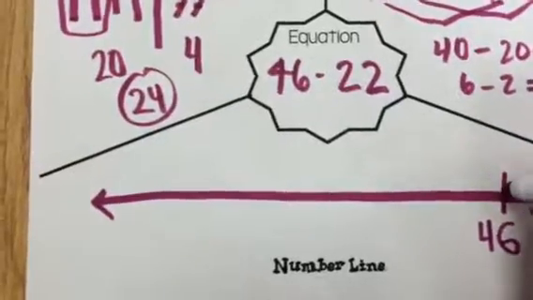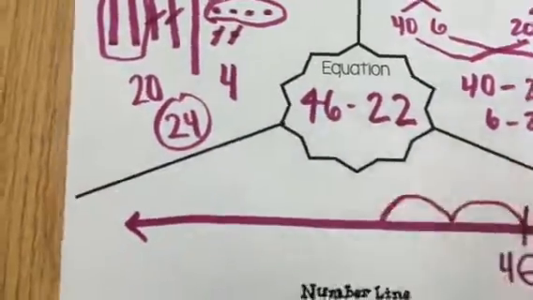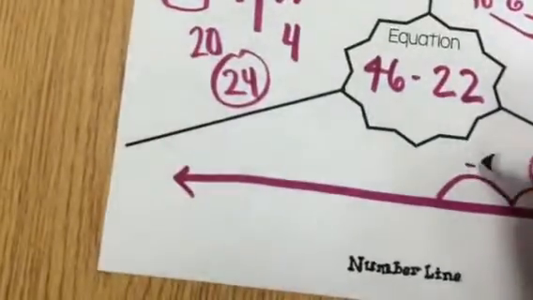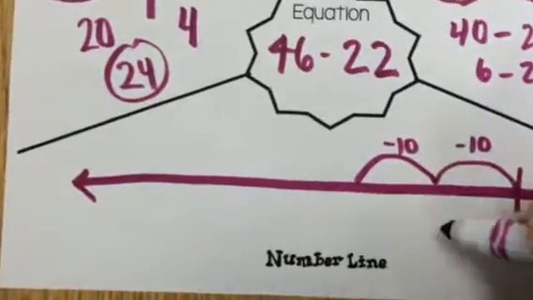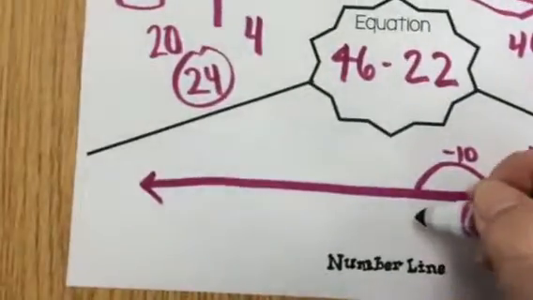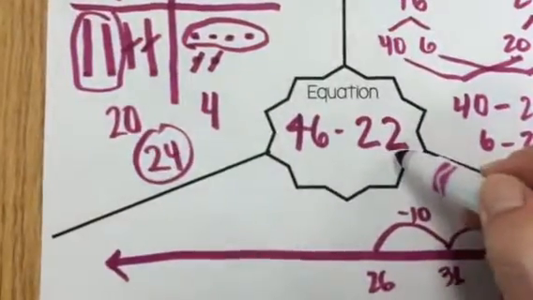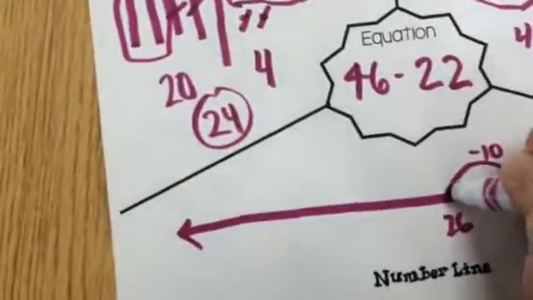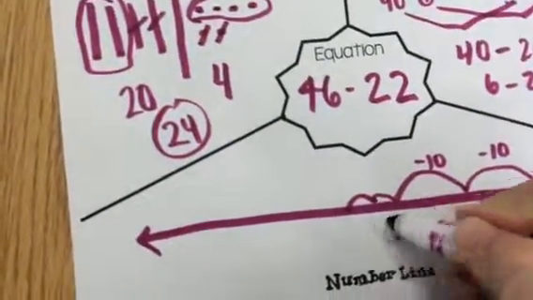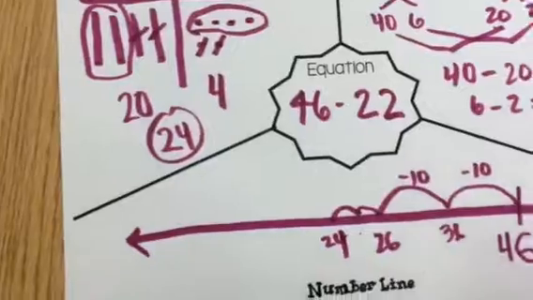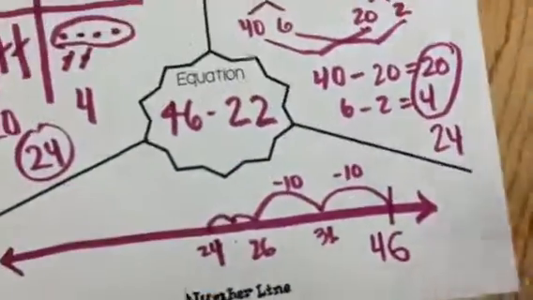I'm going to jump backwards 2 tens. Minus 10, minus 20. Okay, they each represent a jump of 10. 46 minus 10 is 36. Minus 10 more is 26. So now I need to just jump back my 2 ones. So 26 minus 1, minus 2. 26, 25, 24. That gets me to my difference of 24.